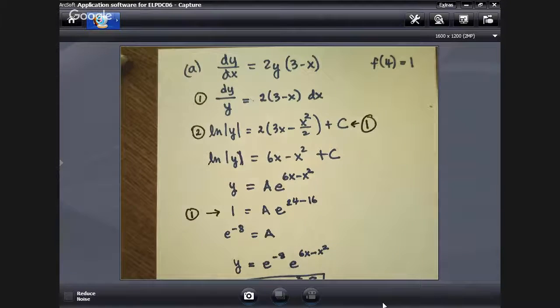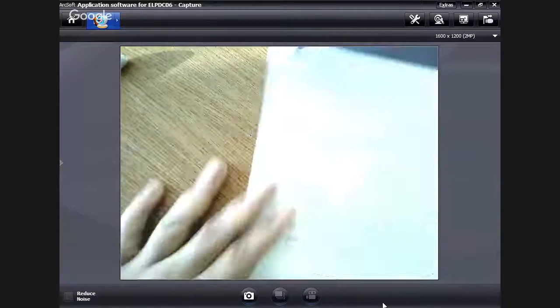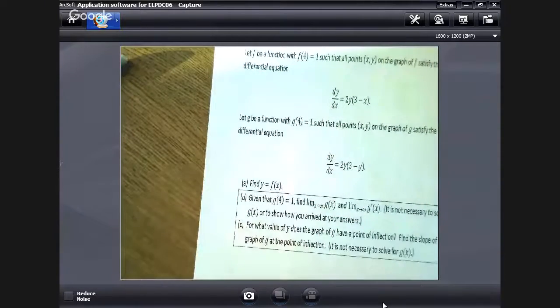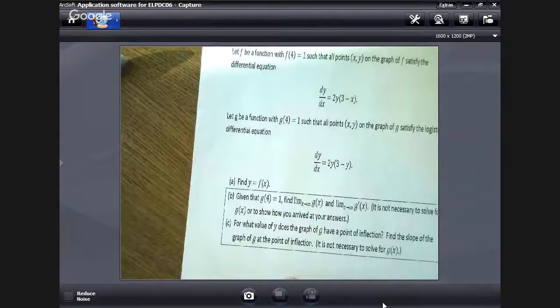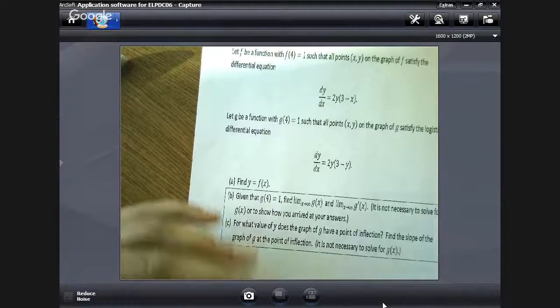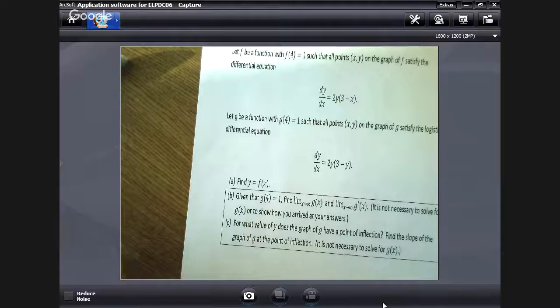Now, when I look back here at part B, we start talking about function g all of a sudden. Given that g of 4 is 1, find the limit as x approaches infinity of g, and the limit as x approaches infinity of g prime. Well, if you remember that slope field, those 2 examples, the horizontal asymptotes were at the carrying capacity and at 0.